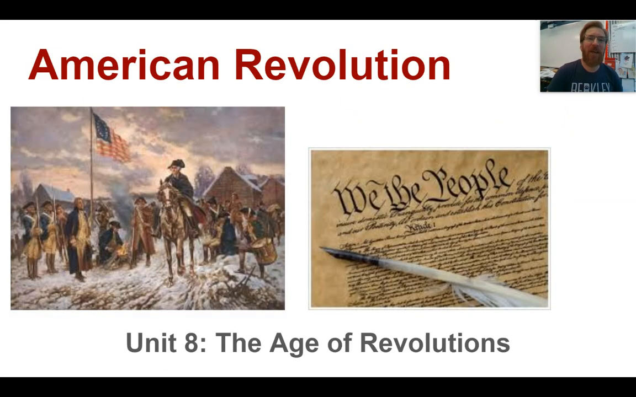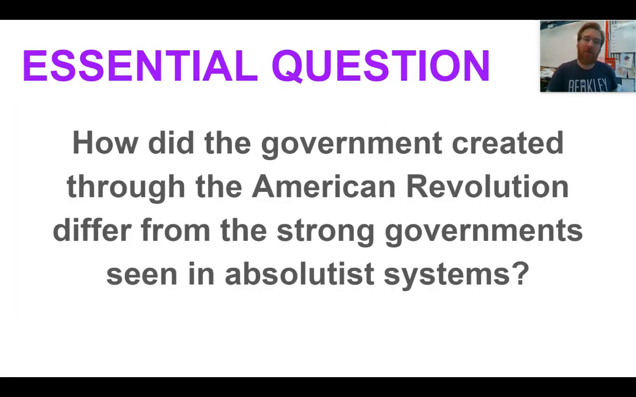I am your host, Mr. Samuelson, and today we're looking at the American Revolution. Our essential question is, how did the government created through this American Revolution differ from the strong governments that we've seen in absolutist systems? We're looking at that difference.